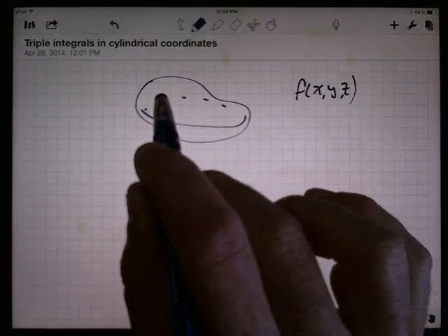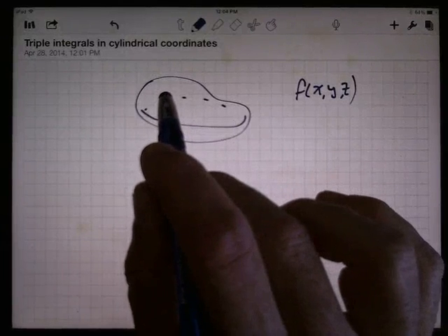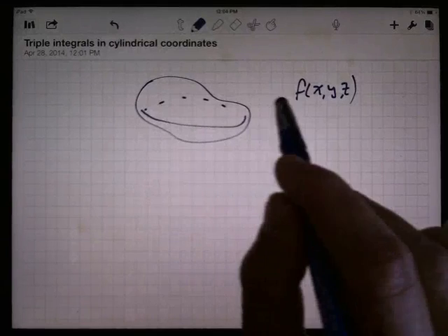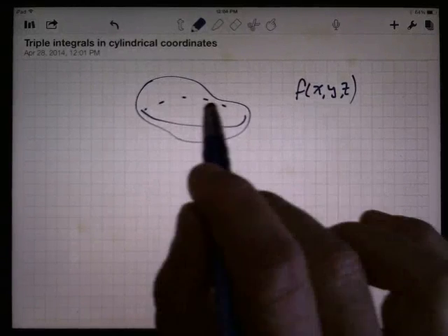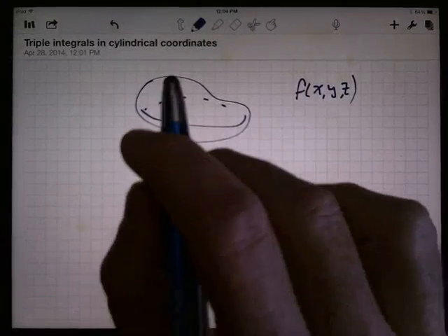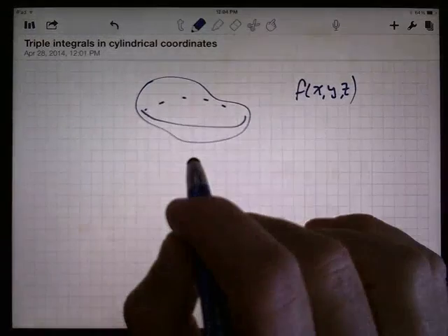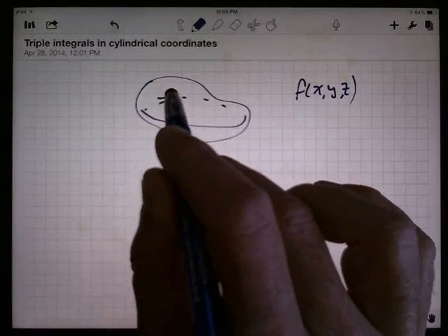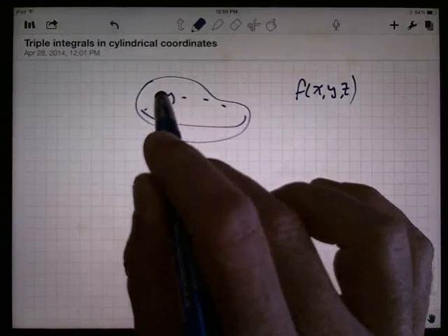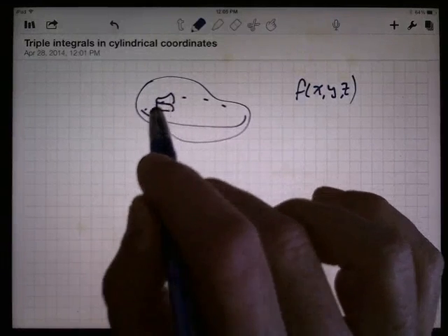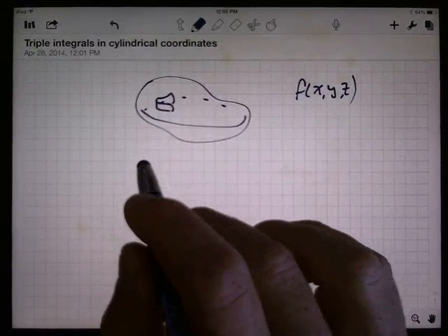And you want to take this region and cut up a bunch of little pieces. For each piece, you take a point in there, you evaluate the function to get a height function, and then you multiply by the volume of the little piece. Now the thing is, in cylindrical coordinates, when you chop things up into little pieces, the question is, what do they look like?